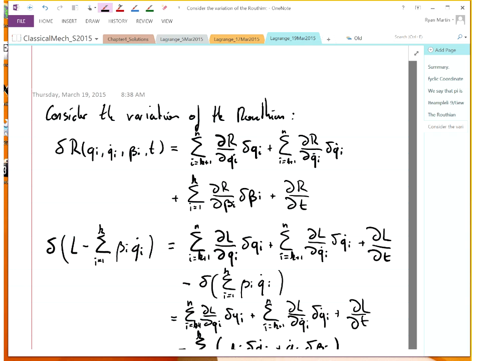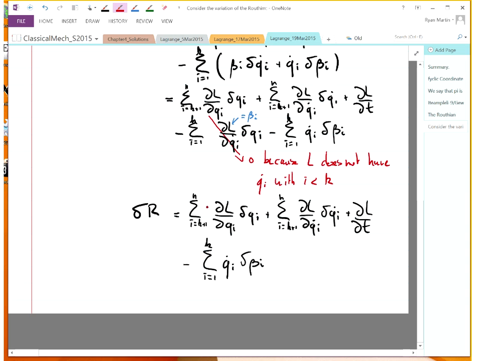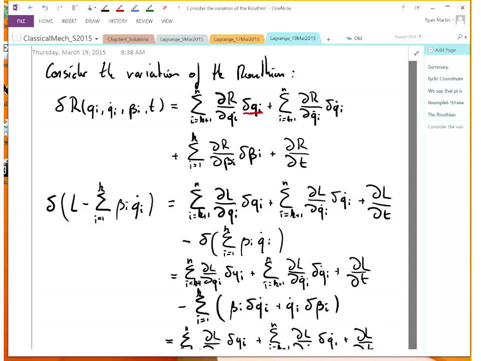Well, that means I can identify the terms and set them equal to each other between the two expressions. By that I mean, consider the first term in the first way of writing delta R. The first term is the sum from k plus 1 to n of something times delta qi. Well, that's the same thing down here. It's a sum from k plus 1 to n of something times delta qi. So that thing must be the same. So in the second equation, that thing is dL by dqi. In the first equation, that thing is dR by dqi.